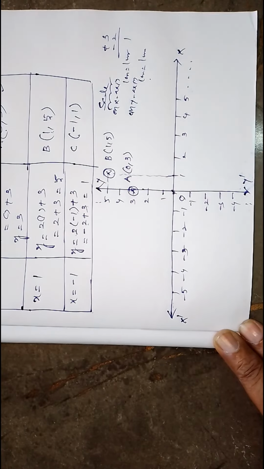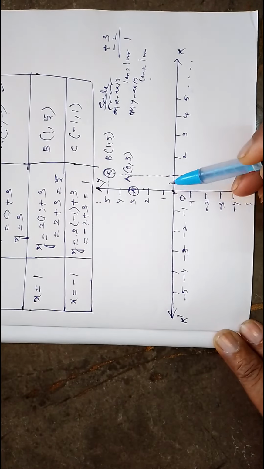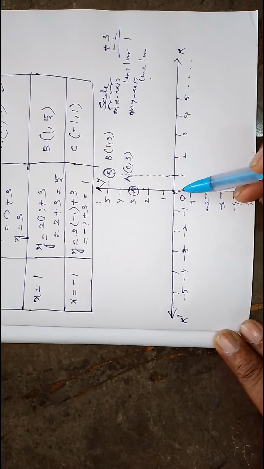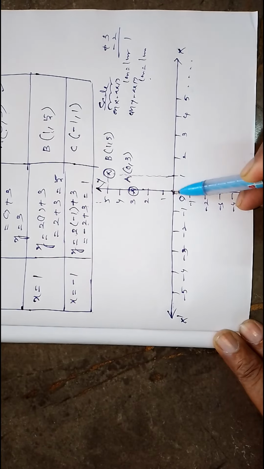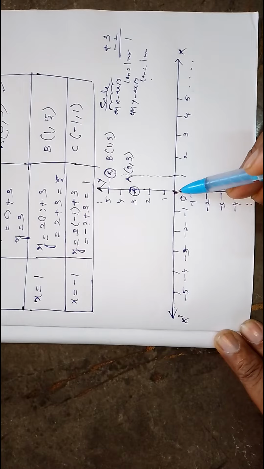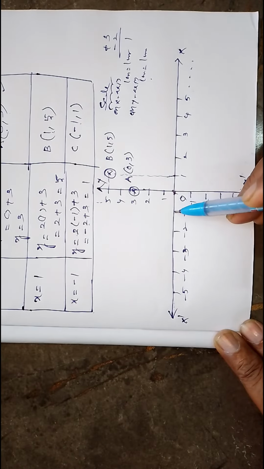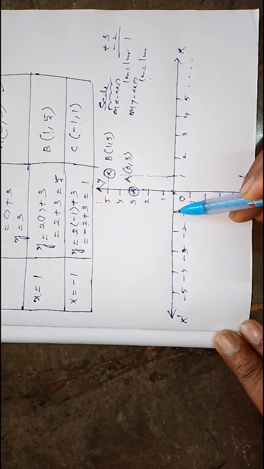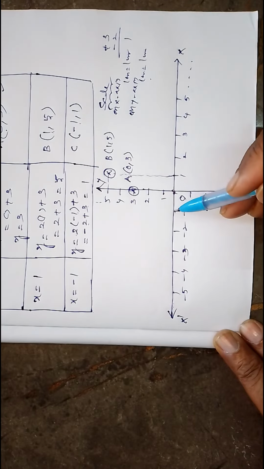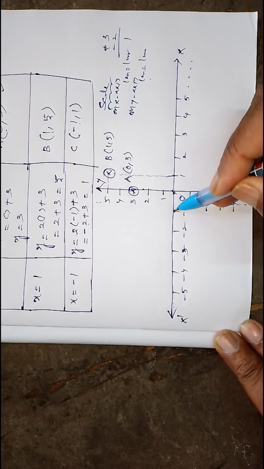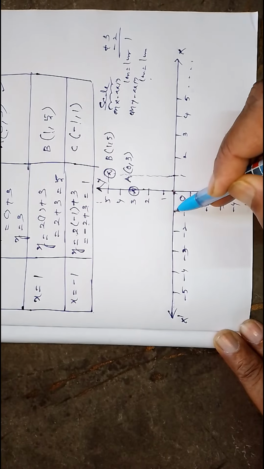And then the third ordered pair is C (-1, 1). This is the origin, the starting point, and the x coordinate is -1. I have to move horizontally to the left side of the 0, which is -1. And the y coordinate is +1, so we have to move vertically upwards, right? Why? Because it is positive.